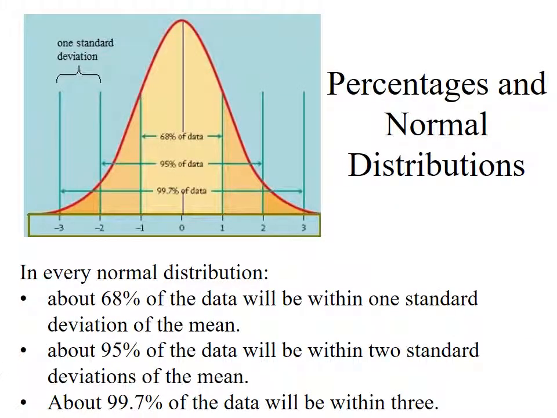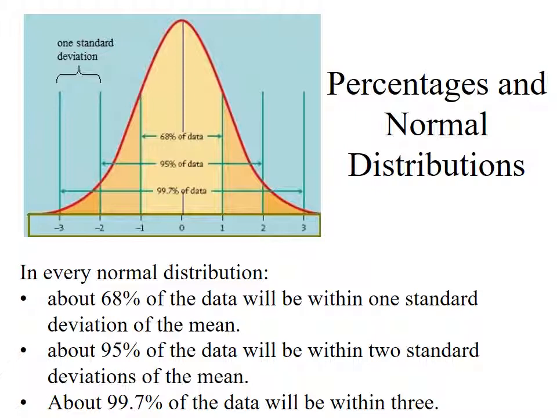In every normal distribution, further, there's an interesting distribution of how the data is laid out. Every normal distribution, whether I'm talking about trees, Scottish soldiers, or galaxies, 68% of the data is going to be within one standard deviation of the mean. So if I find the average and I go one standard deviation above and one standard deviation below, about 2/3 of the stuff will be within that range.